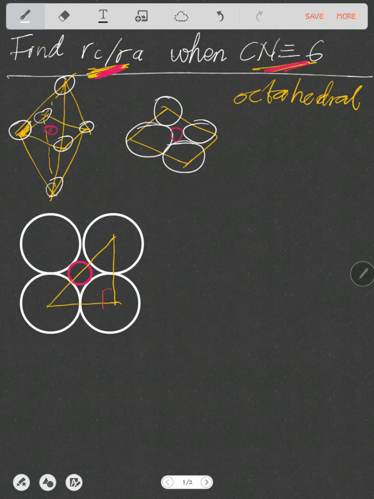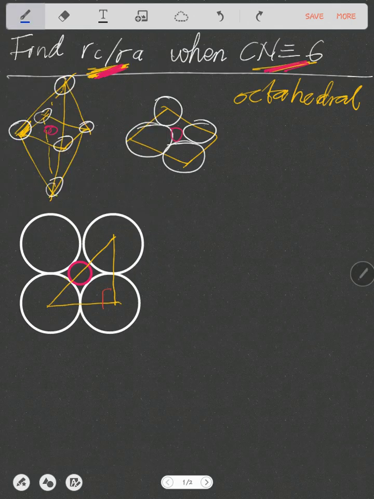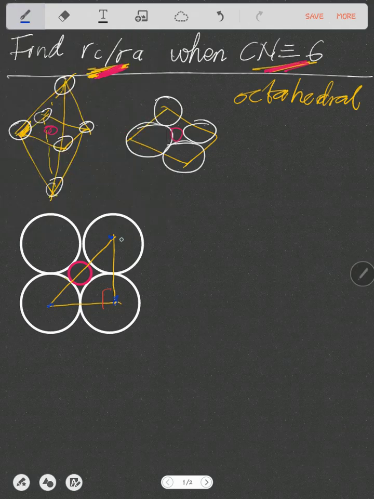And then when we join their centers, the centers of the anion spheres, right here, here, we get this triangle. Most of the time, for all the problems, we use triangles to find them, right? And then we have our anion here. We know that this side here, from here to here, is the radius of the anion.